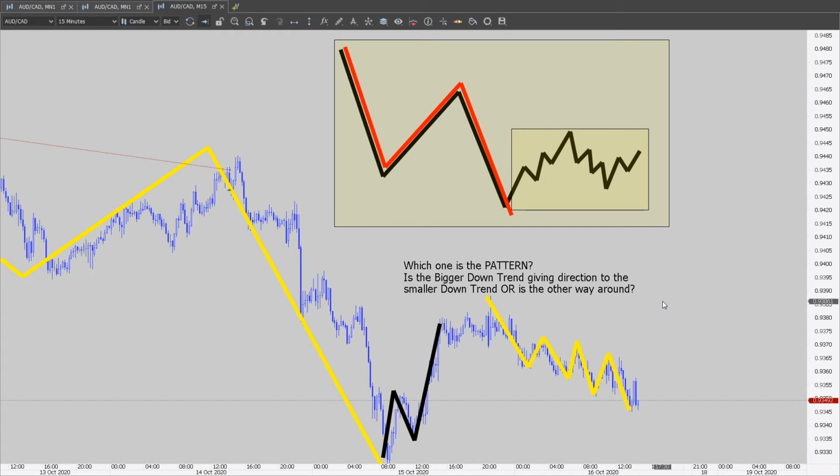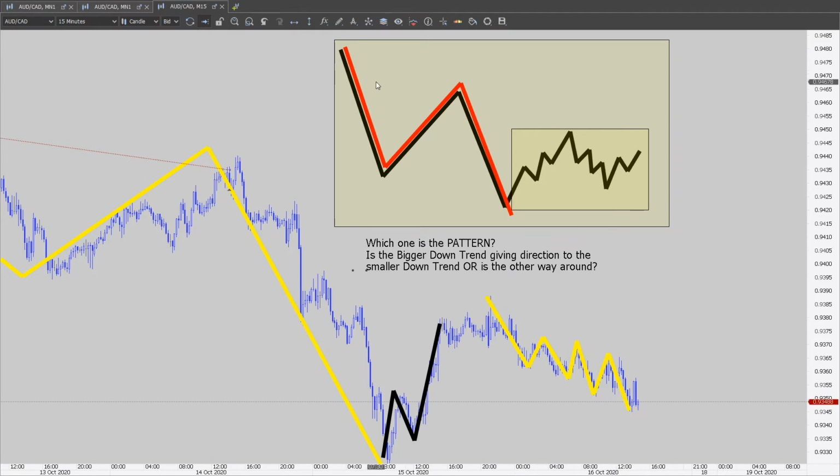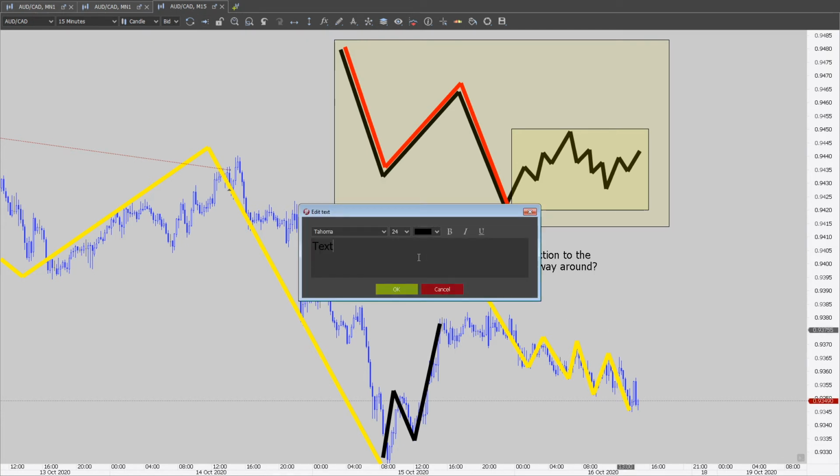Stop loss is the difference. Now, here is the kicker, everybody. $1 million question for you. $1 million, €1,000,000 question. If we trade the smaller downtrend, where must the stop loss go?